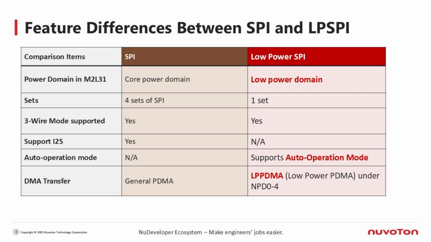This module is placed in the low power domain, and its main purpose is to keep basic SPI communication available even when the system enters a low power mode, for example, when you need to continuously read data from a sensor. Low Power SPI also supports auto operation mode, which allows it to handle the transfer automatically while the MCU is asleep, achieving even lower power consumption. Another difference is the direct memory access support. The regular SPI uses the standard PDMA, while the Low Power SPI works with the Low Power PDMA instead.